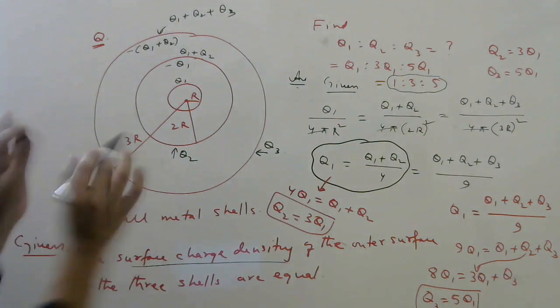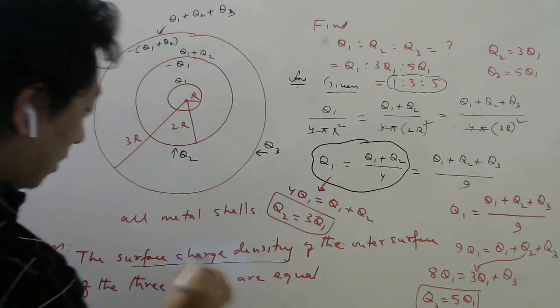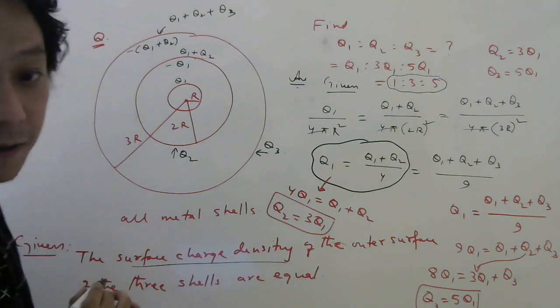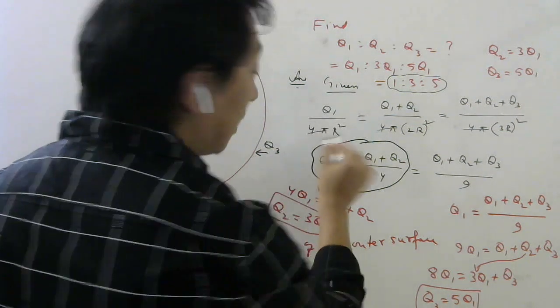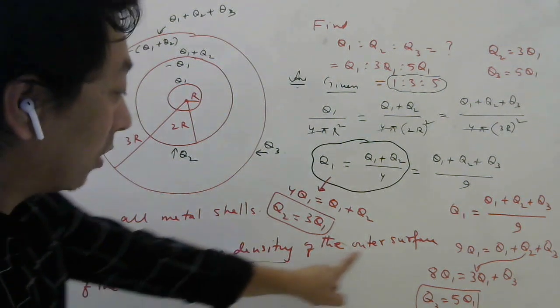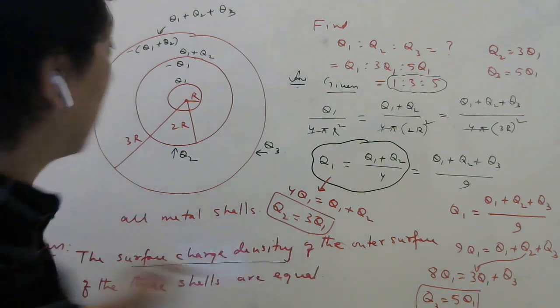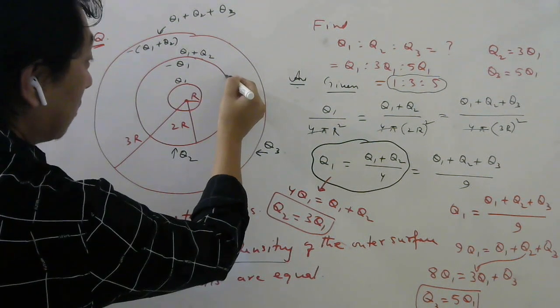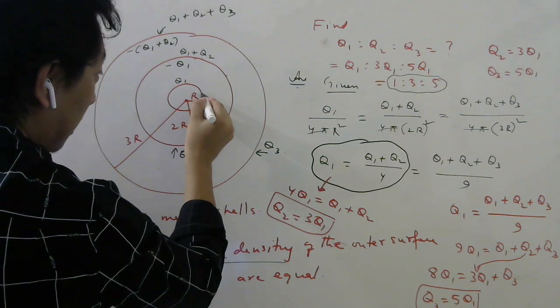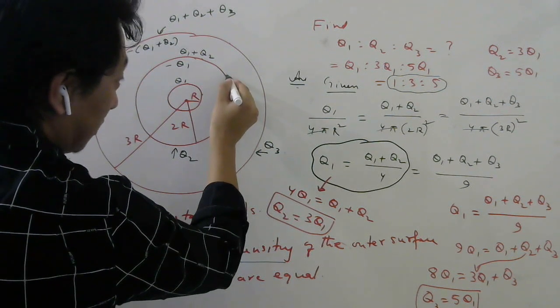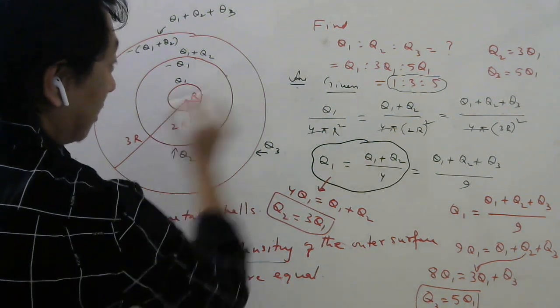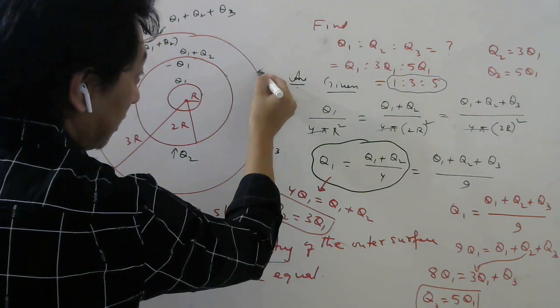Okay, very simple question. Again, you should know the meaning of surface charge density. Surface charge density is charge by area. For which surface are they told? Outer surface, remember. So outer surface means this one. Outer surface of the first shell is this. Outer surface of the second shell is this. Outer surface of the third shell is this.